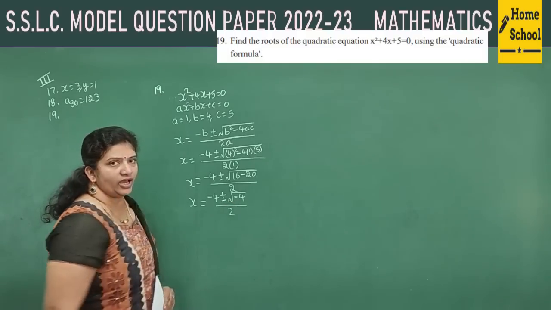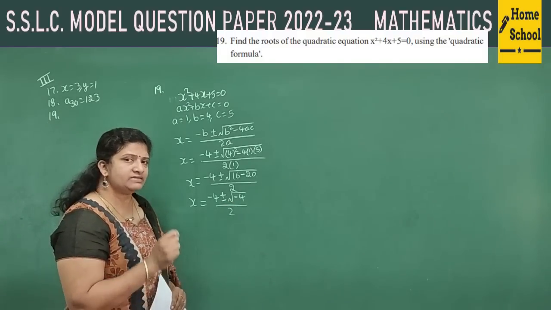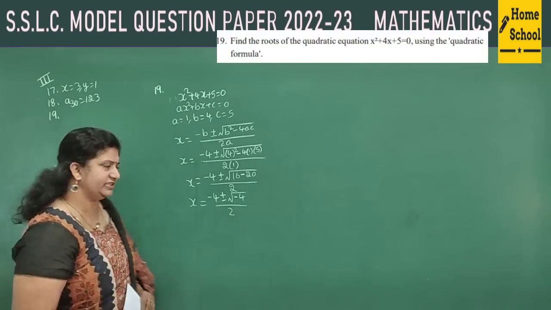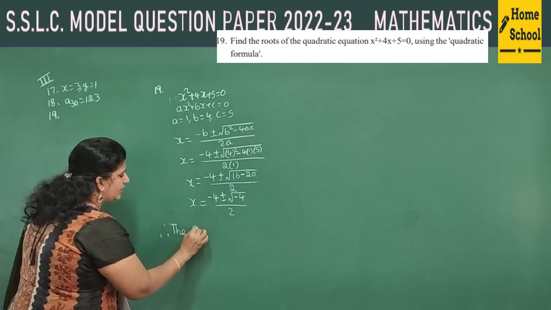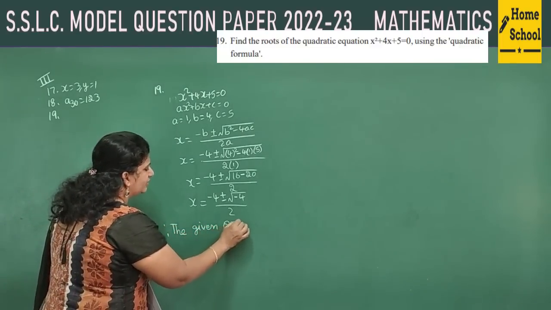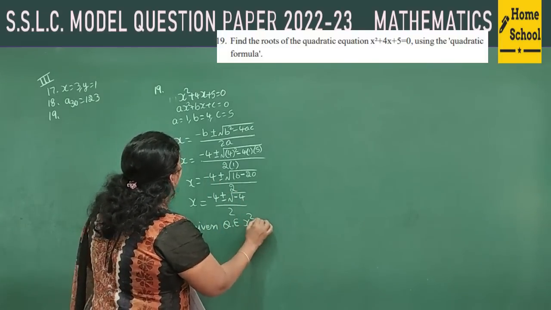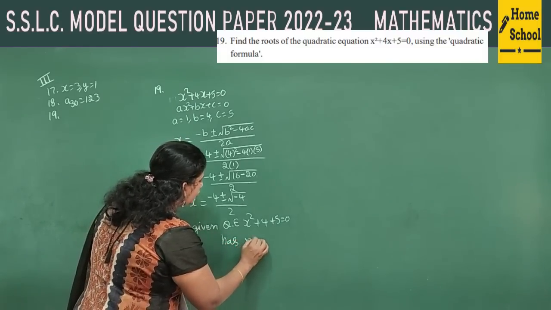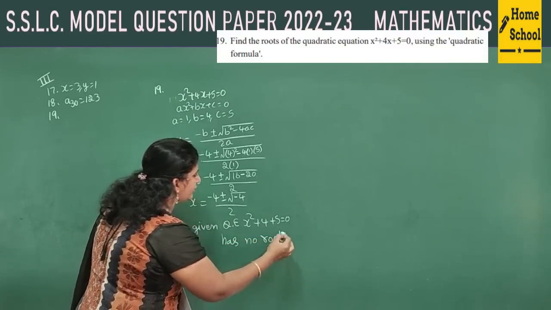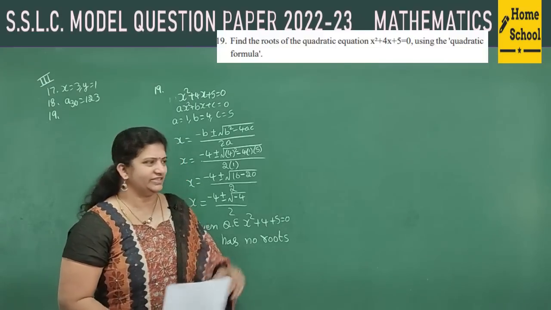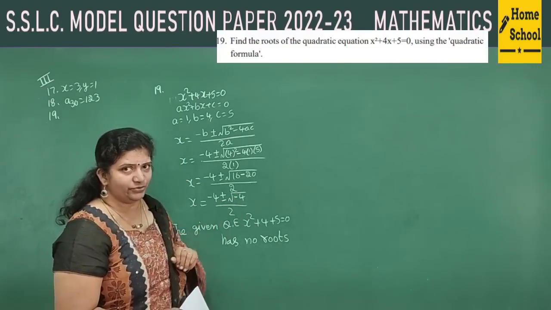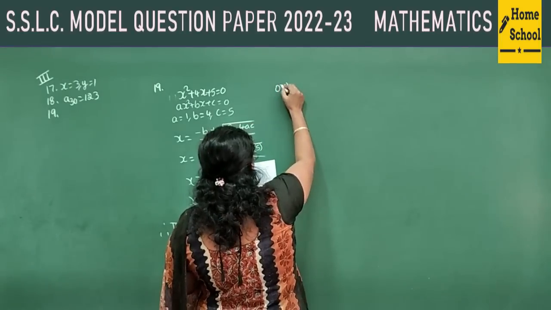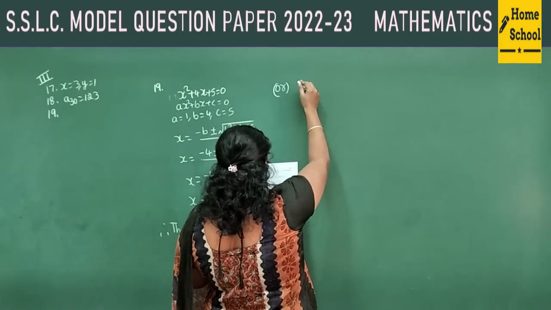Immediately observe the square root, you are having a negative. If you have a negative in the square root, we can say that there are no roots for the given quadratic equation. Therefore, the given quadratic equation, that is x square plus 4x plus 5 equal to 0, has no roots. There are no real roots for the given quadratic equation because you have a negative sign in the root. You have one more OR question, so let us do that also. OR, but in the annual exam only one you have to select.